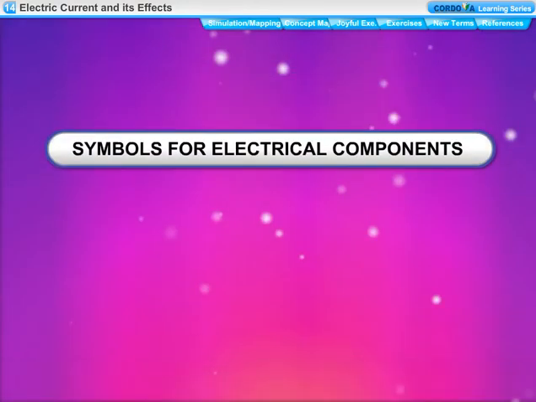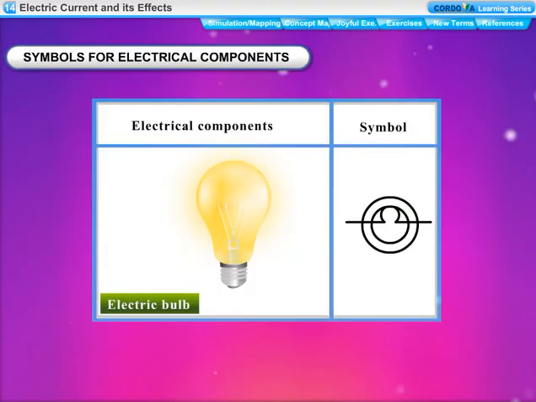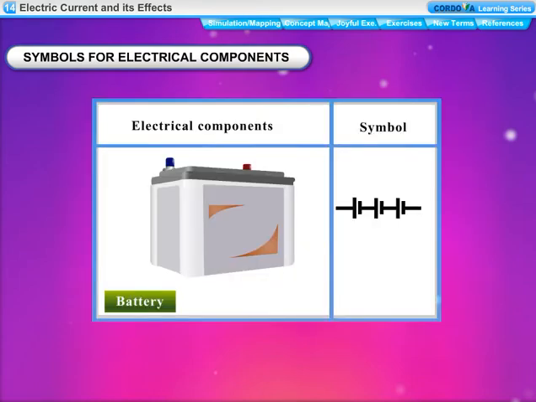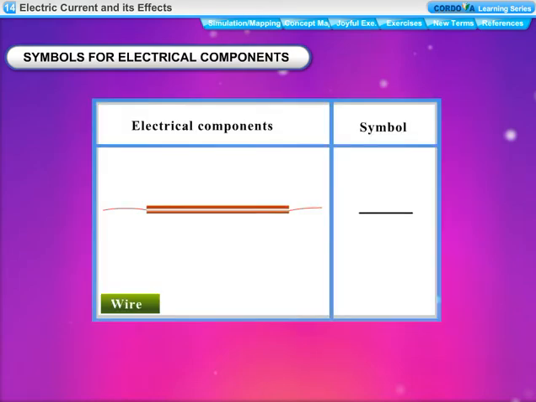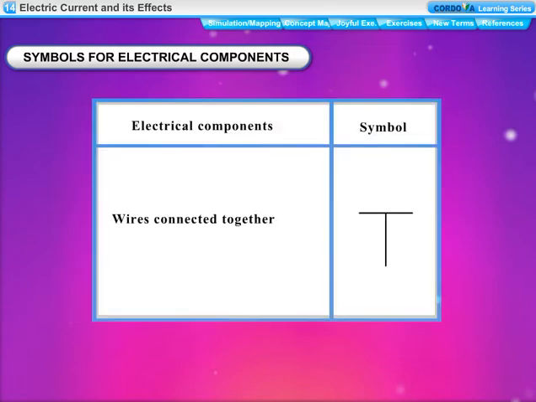Symbols for some electric circuit components. Electric cell. Electric bulb. Switch in on position. Switch in off position. Battery. Wire. Wires crossing without being connected. Wires connected together. Fixed resistance.